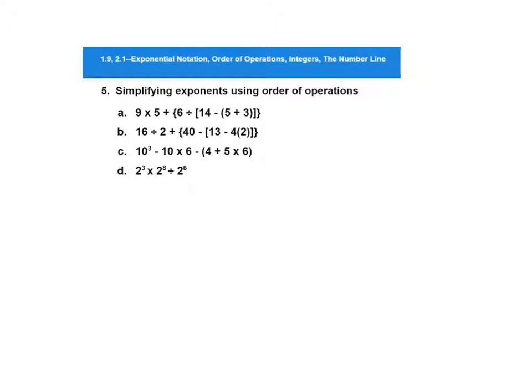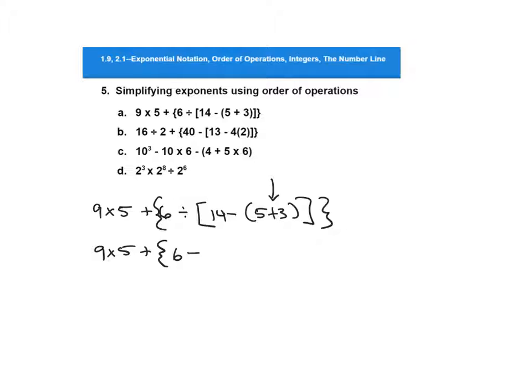So that was more contextual order of operations. This one, if we look at the first one, I've got 9 times 5 plus 6 divided by, in bracket, 14 minus, in parentheses, 5 plus 3, close it, bracket, and then the braces are around the 6. So you're looking innermost. These are grouping symbols, so you look inside there and see that operation. So 5 plus 3 is what we're going to do first. And 5 plus 3 is 8.